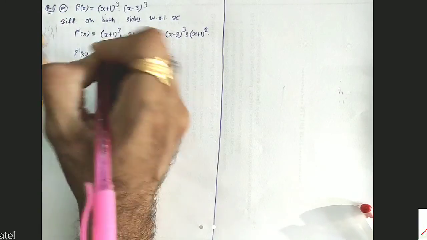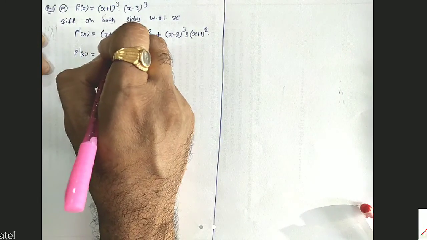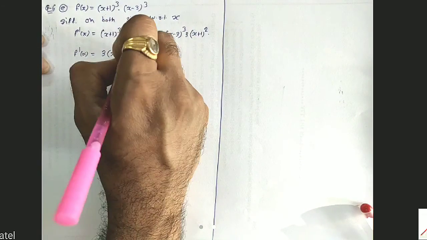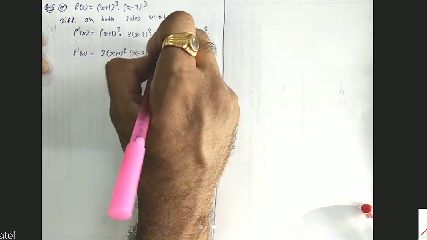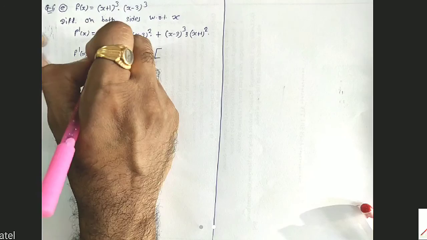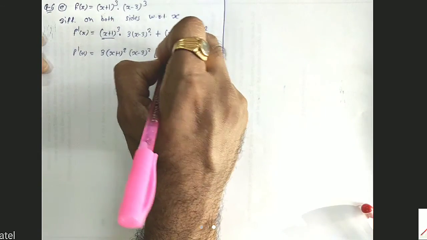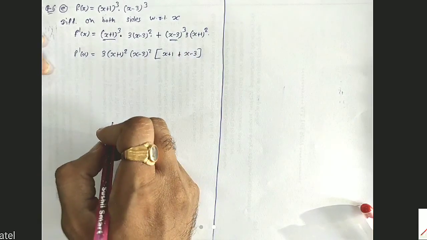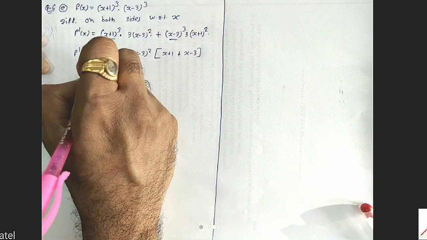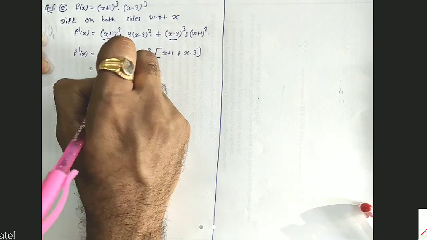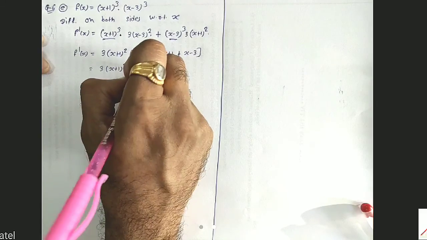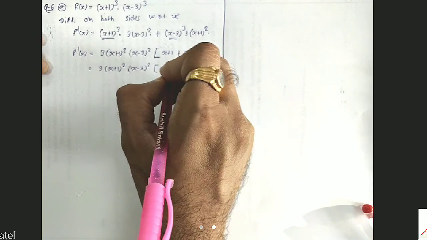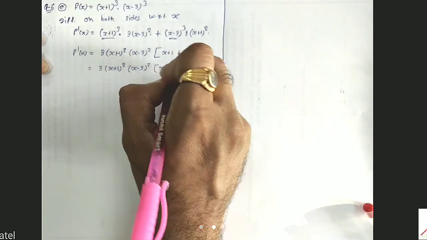Now simplify this one. Here 3 as well as (x plus 1) whole square and (x minus 3) whole square are the common terms. So taking 3 (x plus 1) whole square, (x minus 3) whole square as a common term, the remaining terms are this x plus 1 plus this x minus 3. So our further simplification is 3 into (x plus 1) whole square, (x minus 3) whole square, and this one is 2x minus 2. Again taking this 2 as common, it's (x minus 1) into 2.